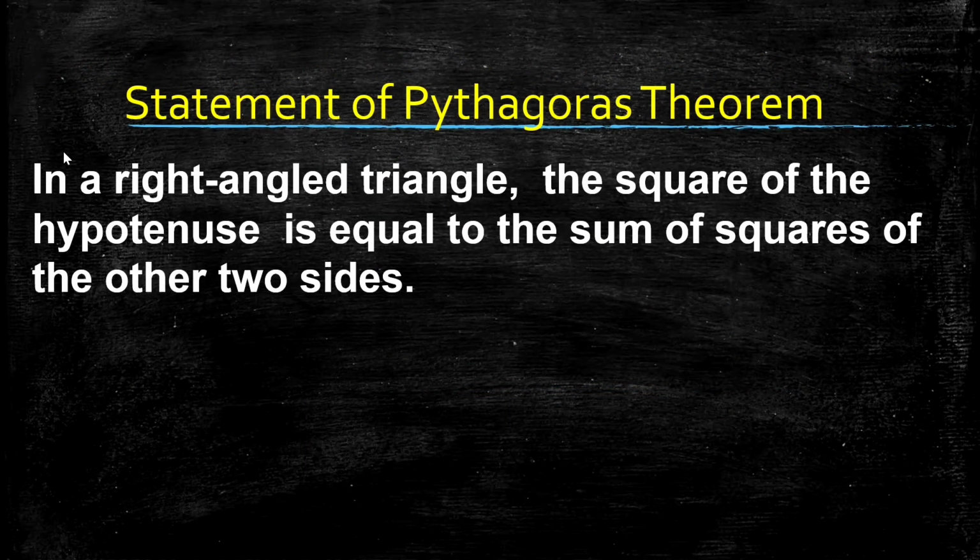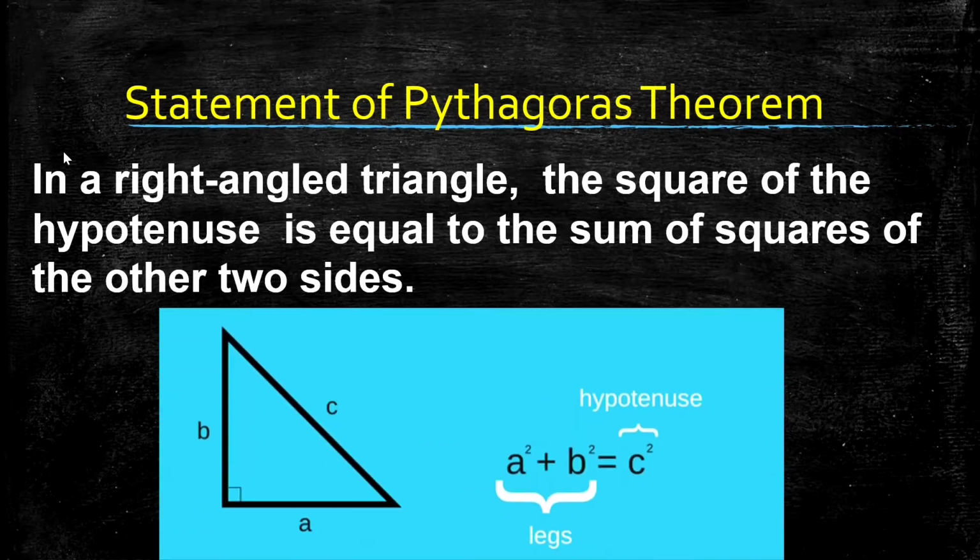Pythagoras theorem states that in a right angle triangle, the square of the hypotenuse is equal to the sum of the squares of the other two sides. This is a right angle triangle which has sides A, B, and C, where C is the hypotenuse and A and B are the legs of the triangle. By Pythagoras theorem, we have A square plus B square equal to C square.